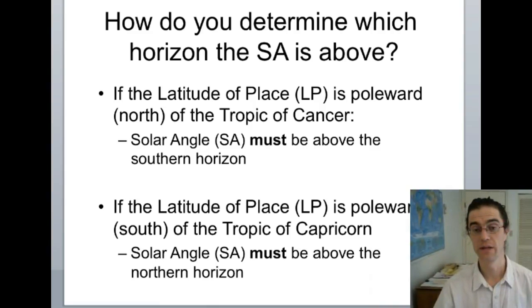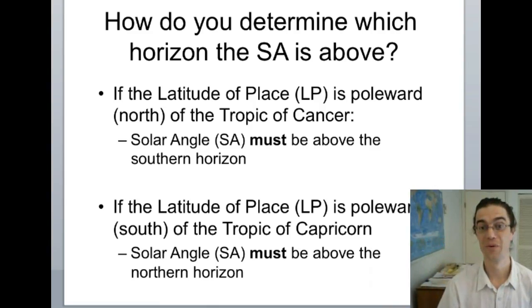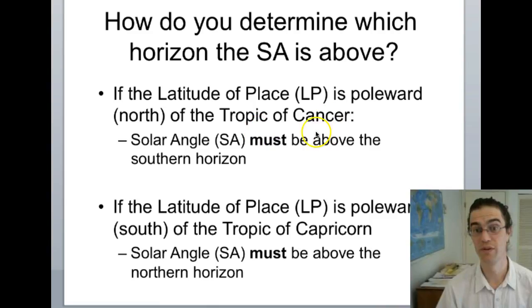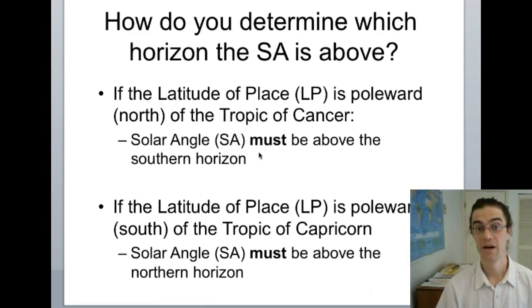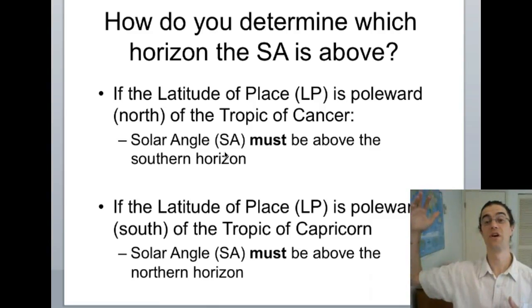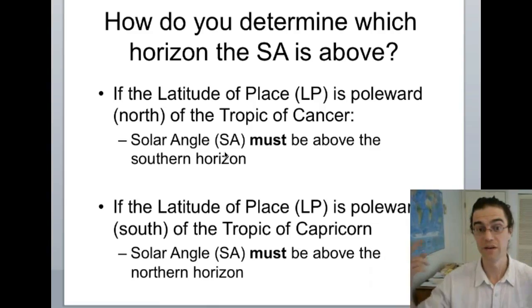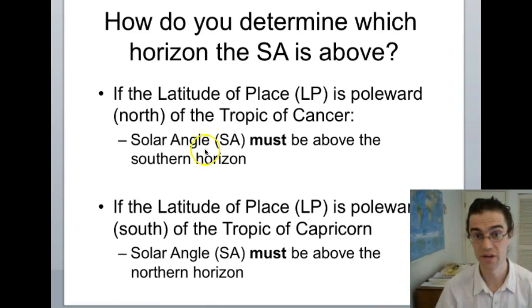But just to make a quick note on it, this is when it helps to visualize yourself being at a certain place on Earth, in a certain geographical location, let's say a city, and visualizing where the sun would be. So for instance, if your latitude of place is poleward of the Tropic of Cancer, even at DVC, north of the Tropic of Cancer, the solar angle must be above the southern horizon, because the sun doesn't arc that far ever in the sky that it could be north of that point. No matter any time of year, we're always looking south to see the sun there.